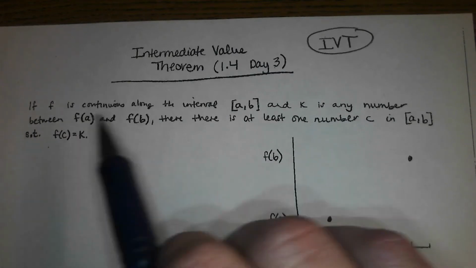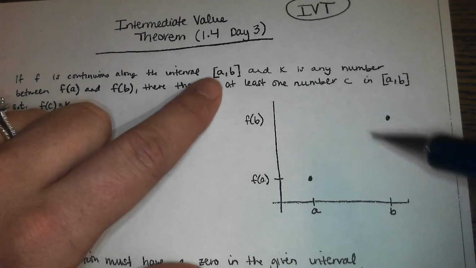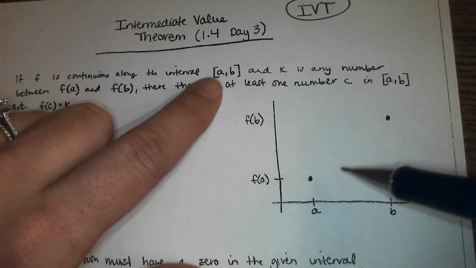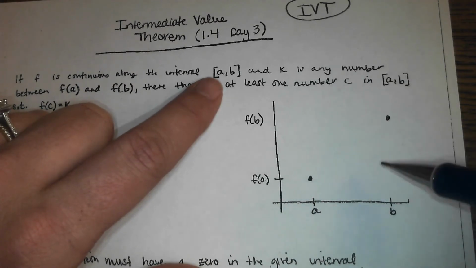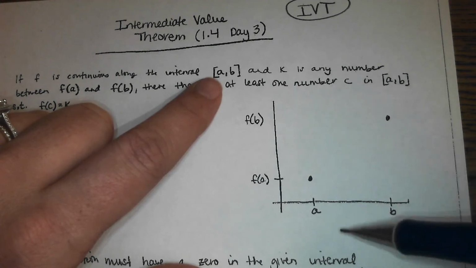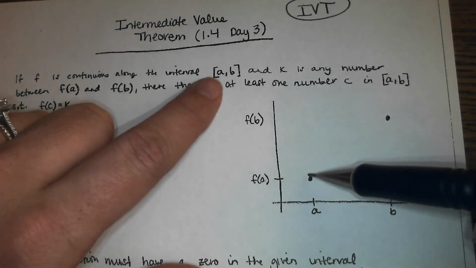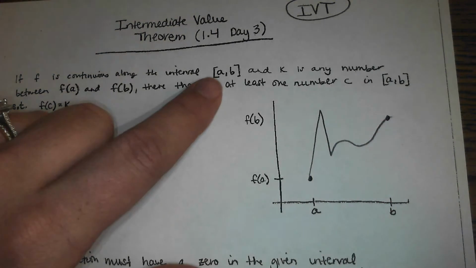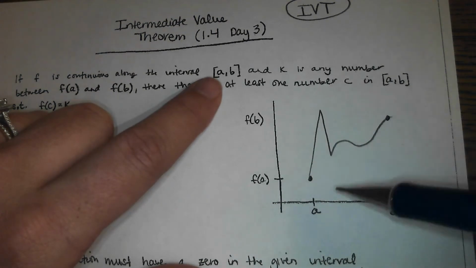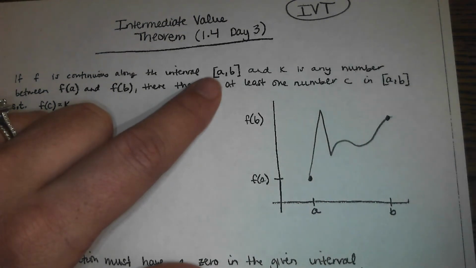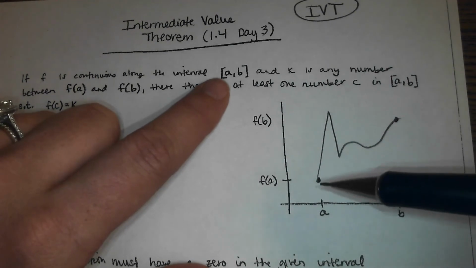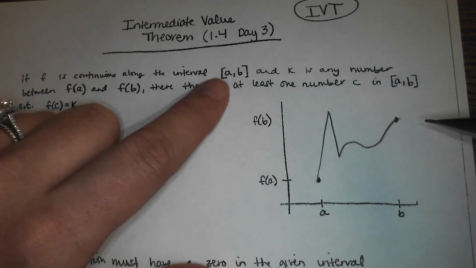So if a function is continuous along the interval from A to B, so I need to somehow connect A and B without any jumps, any holes, any taking my pencil off the paper. So I can do something crazy, or I could have just done it with a straight line. Who cares? But the fact of the matter is the function has to be continuous from A to B for this to even apply.